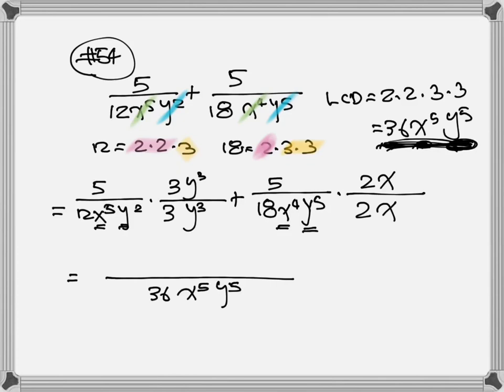All I need to do is the numerator. So here you can see 5 times 3y to the 3rd power gives me 15y to the 3rd power. Bring down the plus. Then I multiply my second numerator, so I multiply this 2. So 5 times 2x gave me 10x. After that, I cannot add the numerators because one has y and one has x. That's your answer.